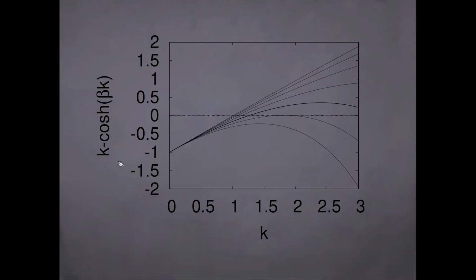And you can see this illustrated here. So what I'm representing is k minus the hyperbolic cosine of beta times k, as a function of k. And you can see in this family of curves that generally I will have two roots for all of these curves, for various values of the parameter beta, until I reach the value of approximately 0.66, where I have a single solution, and then I have no solutions. I can no longer find any roots for this equation.